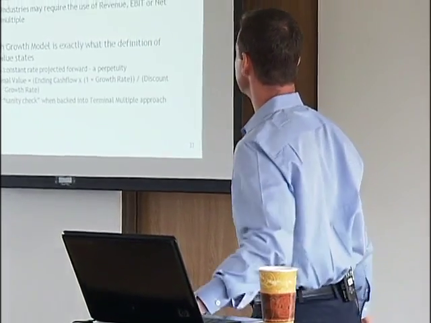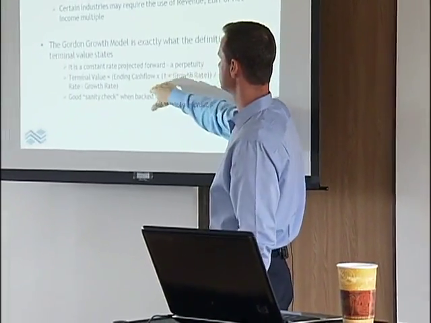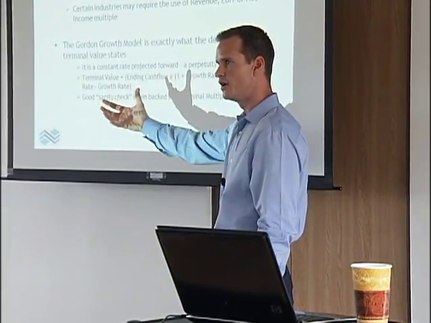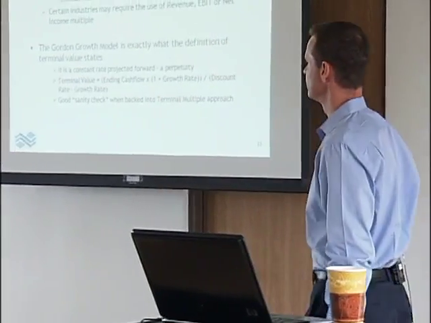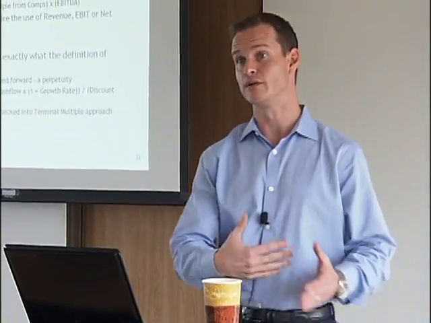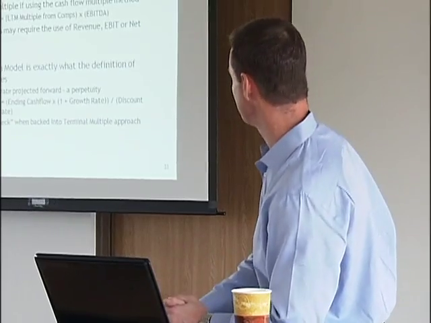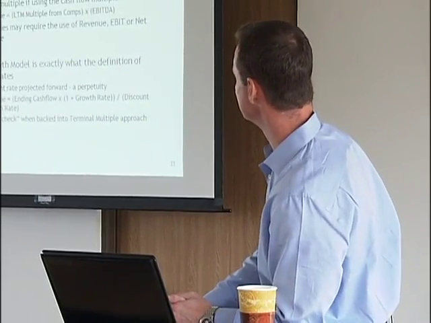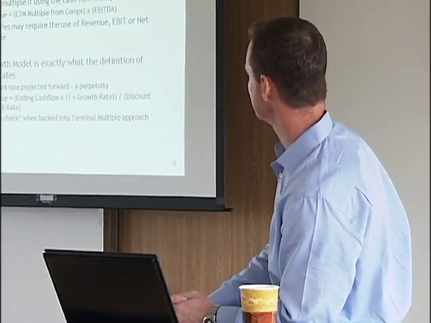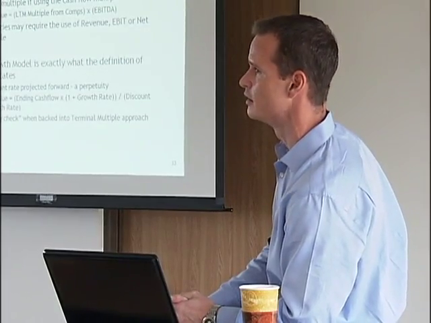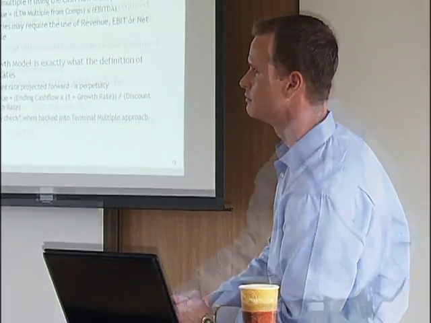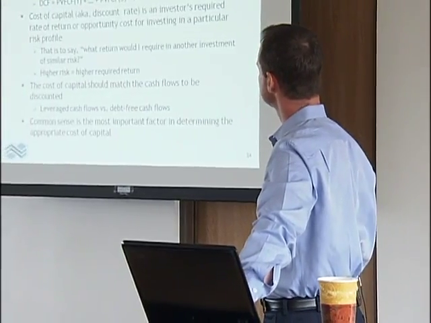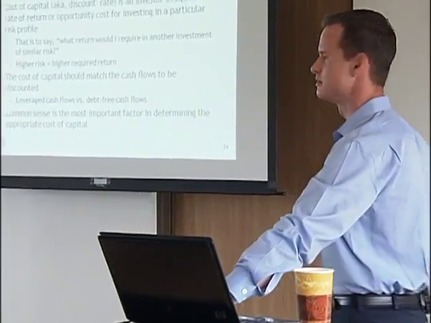Okay, Gordon Growth formula. Gordon Growth is exactly what terminal value states. It's a perpetuity value. And for that terminal value, there's the formula right there. We take year 5 cash flow, we multiply it by 1 plus the growth rate, and then we divide it by K minus G, or the cost of equity minus our growth rate. Perpetuity value. Let's talk a little bit about cost of capital and our discounting mechanism.